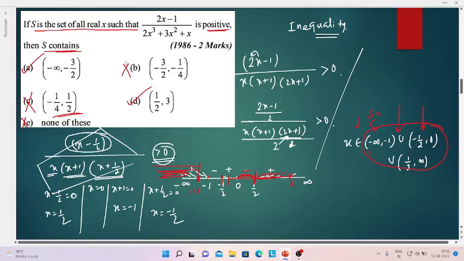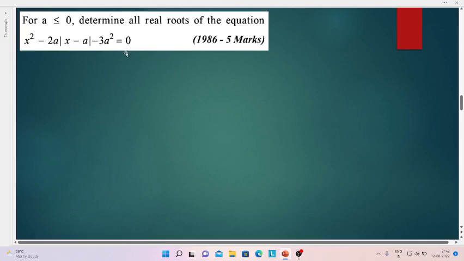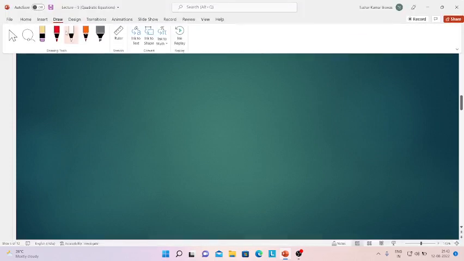So let's move to the next question, which says: for a less than or equal to 0, determine all the real roots of the equation x square minus 2a times mod of x minus a minus 3a square equals 0, right? So here you can see that the given equation is x square minus 2a mod of x minus a minus 3a square equals 0, right?